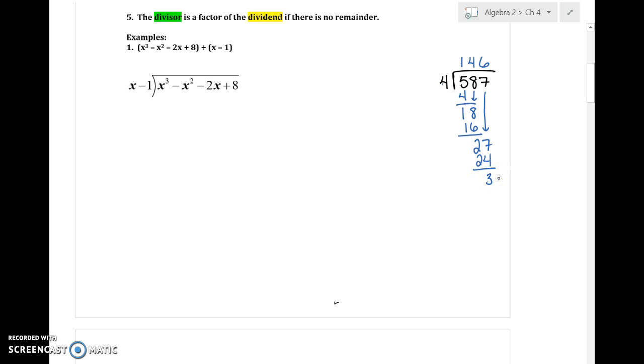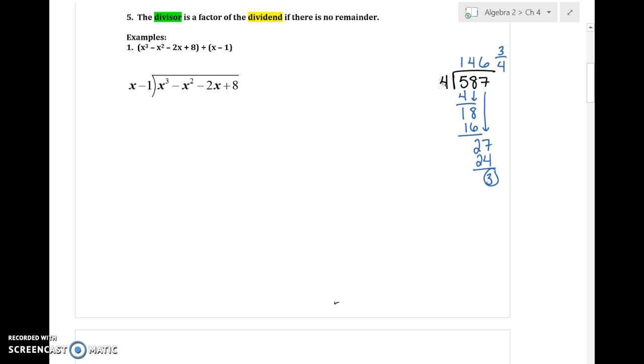Now in elementary school, we would write 146 remainder 3. As we got into middle school, did you learn what to do with that remainder? You have to make it either a decimal or you can use it as a fraction. And 3 over 4. So 146 and 3/4. You always put the remainder over the divisor.